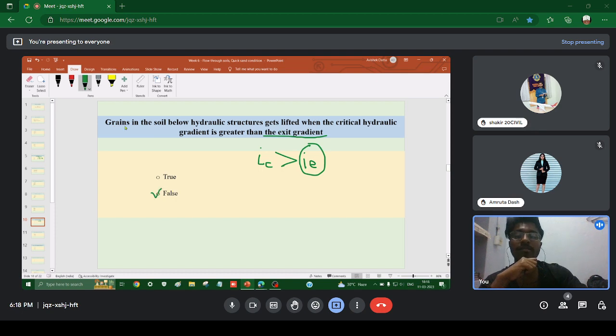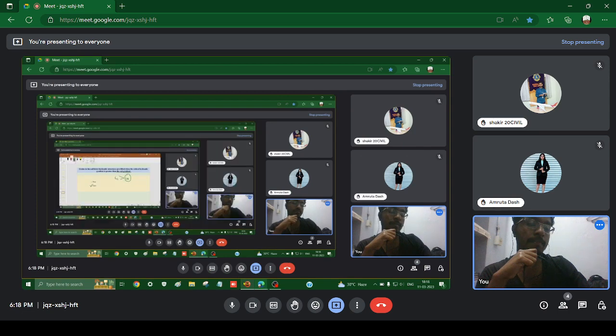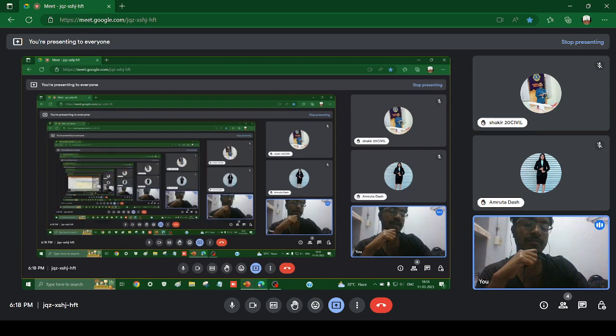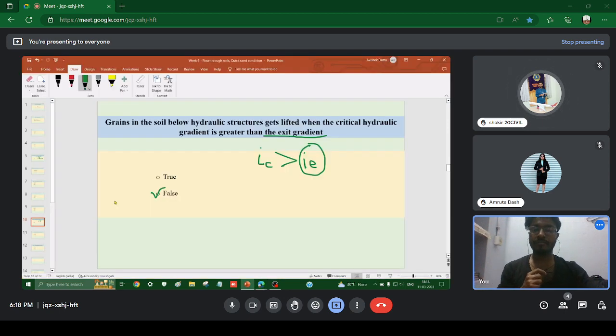I have said grains in the soil below hydrostructure gets lifted when the critical hydraulic gradient is greater than. But in this condition, it is safe. Piping failure won't occur. Right? So this is a false statement. Clear, both of you? Is it clear, Amrita, Shakir? Yes, sir. Okay, fine. Next question.